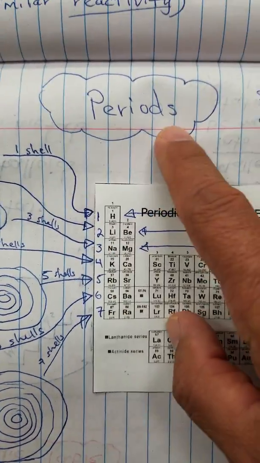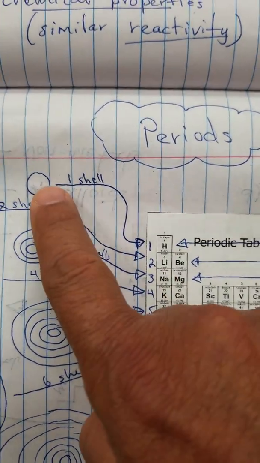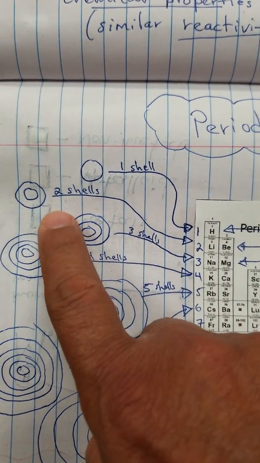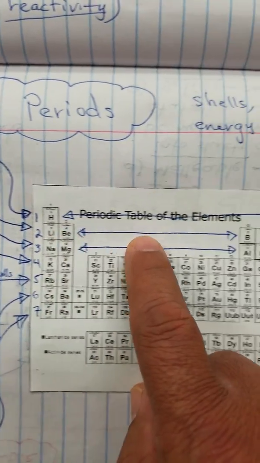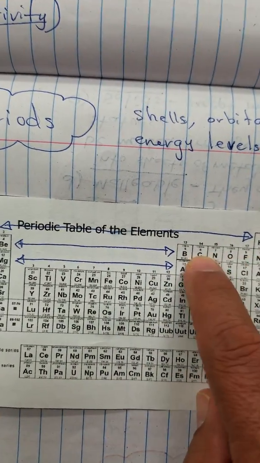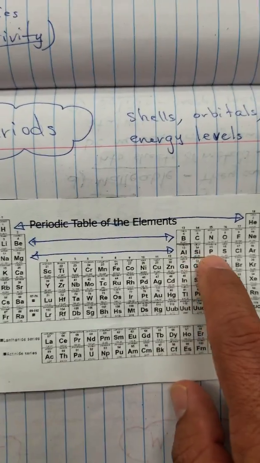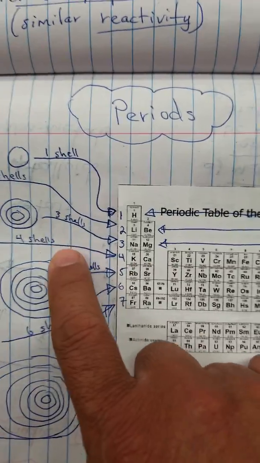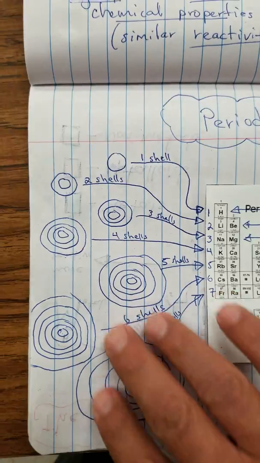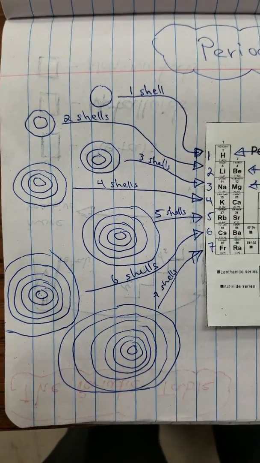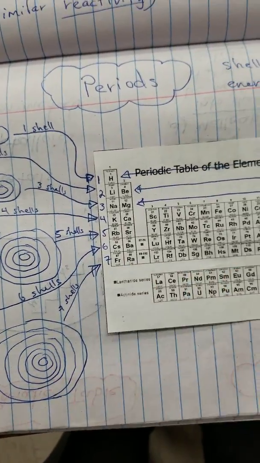Okay, so what they represent in the periods is the number of energy levels. Like period number 1 has only 1 energy level. Period number 2 has 2 shells or 2 energy levels. All these elements on that period have 2 shells or 2 energy levels. And so forth. Period 3, all those elements have 3 energy levels. Period 4, they all have 4 energy levels. So you need all this space so you can write down all this stuff and make those energy levels that are represented with the period number.